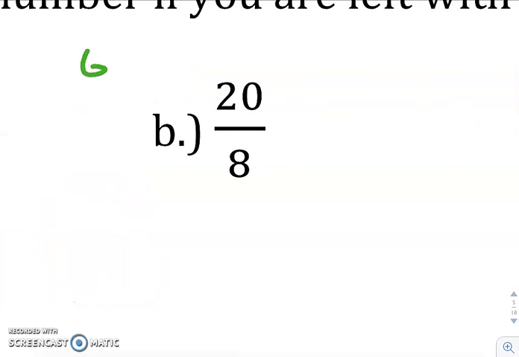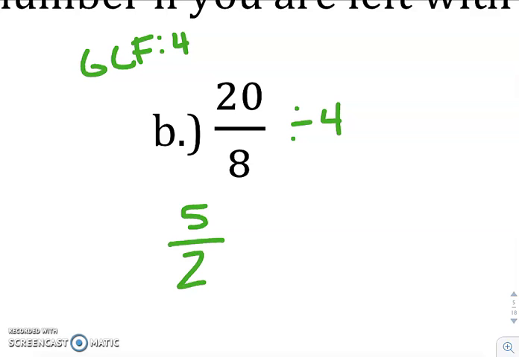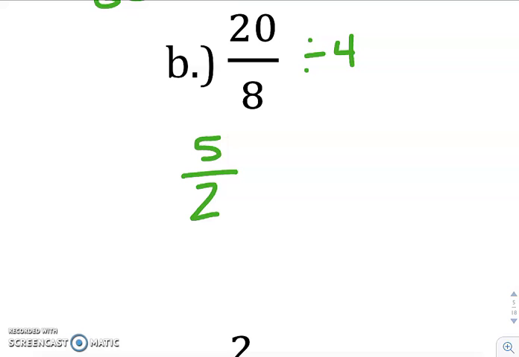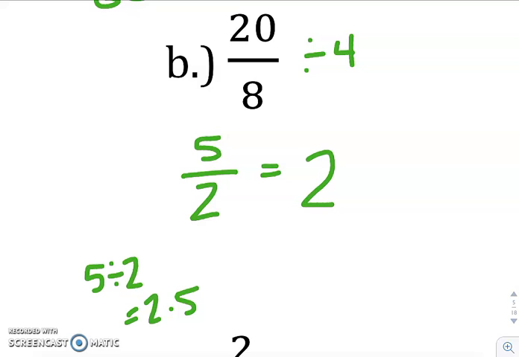20/8. They are both divisible by 2, but the greatest common factor is going to be 4. So divide by 4. 20 divided by 4 is 5. 8 divided by 4 is 2. And then we need to make this an improper, or I'm sorry, a mixed number. So 5 divided by 2 is 2.5. So 2 is our whole number. 2 times 2 is 4. So 5 minus 4 is 1/2.